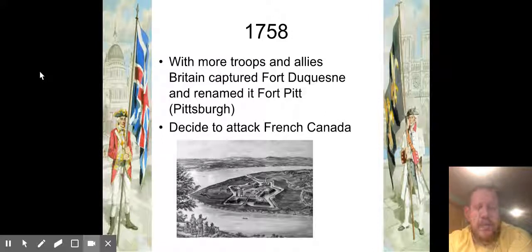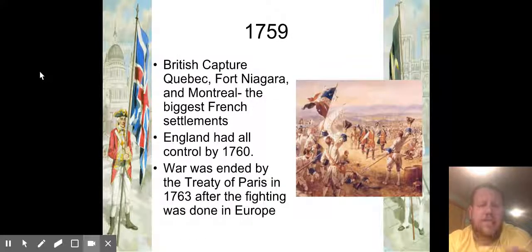And they go into French Canada and start winning there. They capture all the big cities, and the few big cities they had in Canada, so Quebec and Fort Niagara and Montreal. In fact, Montreal also had a scale up of a cliff off the St. Lawrence Seaway. And so in these two years, by 1760, England controlled essentially all of North America, and most of the fighting in North America was done.